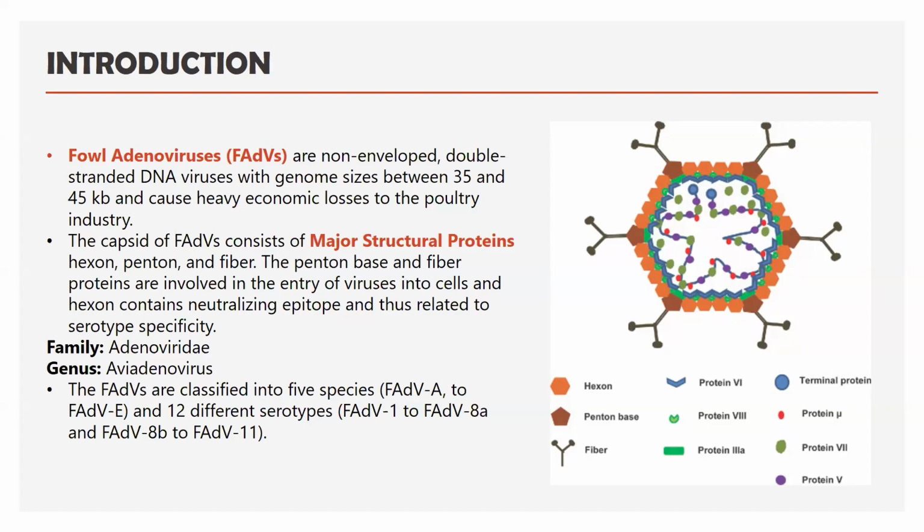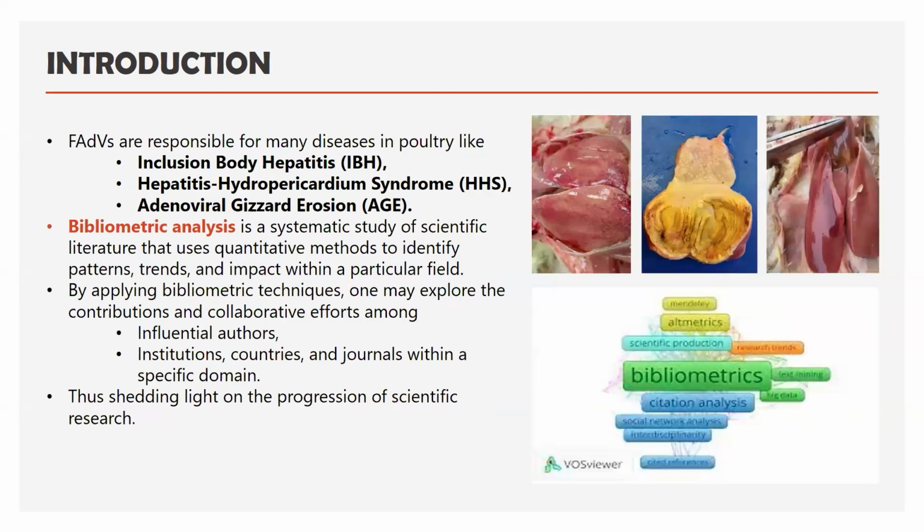It is classified into 5 species, FADV A to E, and 12 different serotypes, that are FADV 1 to FADV 8A and FADV 8B to FADV 11. They cause diseases like inclusion body hepatitis, hepatitis hydropericardium syndrome, and adenoviral gizzard erosion.